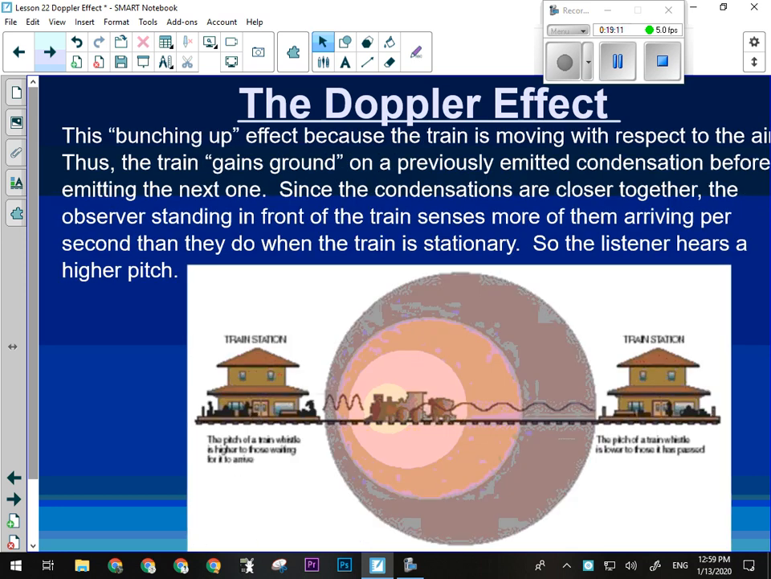Okay, so like I said, if the source is moving, the waves bunch up in front of it, the waves spread out behind it, so in front we hear a higher frequency, okay, and in the back we hear a lower frequency. Anytime the source is going away or retreating, the frequency observed will be lower. Anytime the source is approaching, the frequency observed will be higher.